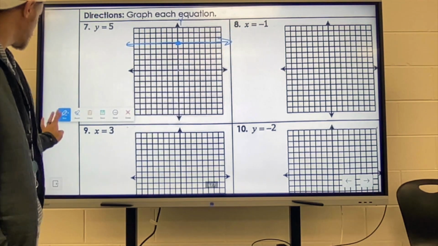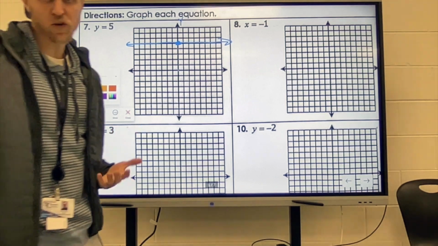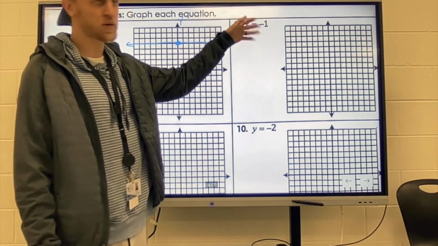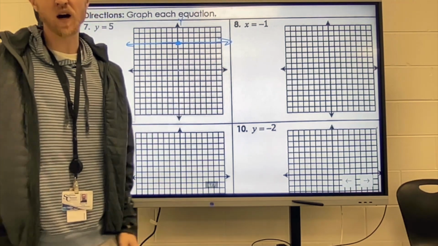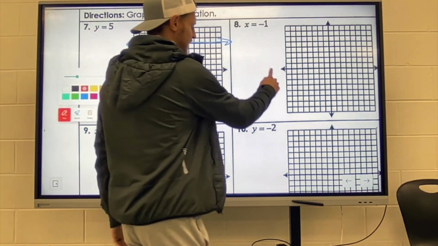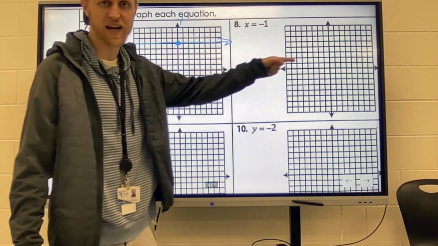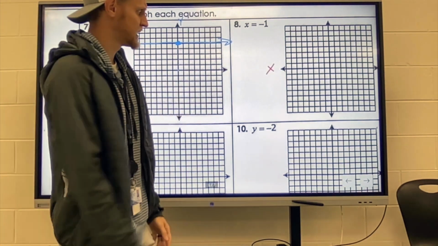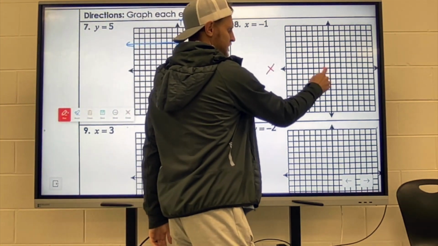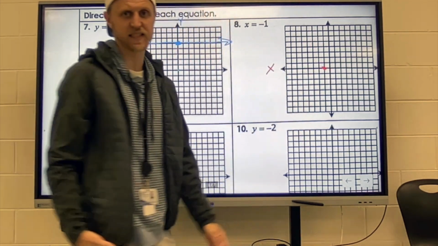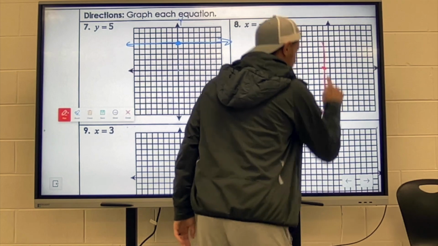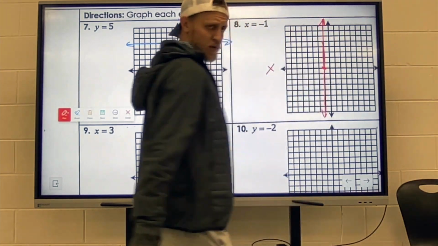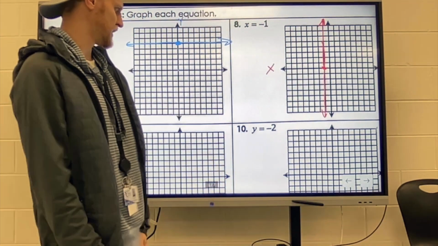8 says x equals -1. Again, some of you may memorize that x equals a number means vertical line because it's bad and icky. Others of you may not, but everyone can remember that we're dealing with the x-axis, the side-to-side axis. So if we go back 1, and I need to cross that axis, the only way to do so is to make this vertical line that goes up and down. So even if you don't have it memorized, you could still get it right.